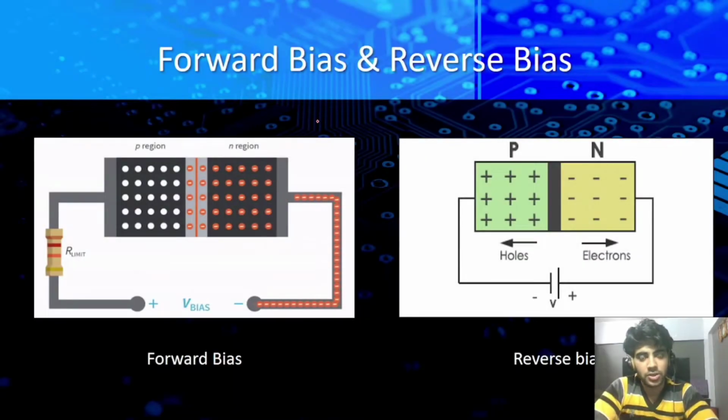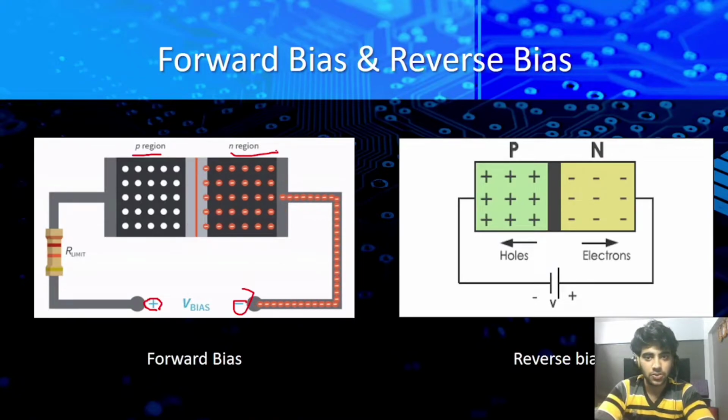When an unbiased diode comes under the flow of current, there are two possible cases. First is forward bias and second is reverse bias. So what is forward bias? Now, when the external potential is opposite to the internal built-in potential, which means, in easy words, when the positive terminal is attached to the P region and the negative terminal is attached to the N region, there is a formation of forward bias. As you can see here, the electrons tend to move this way.